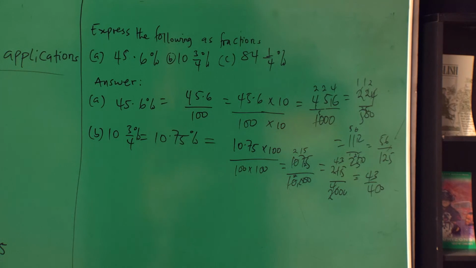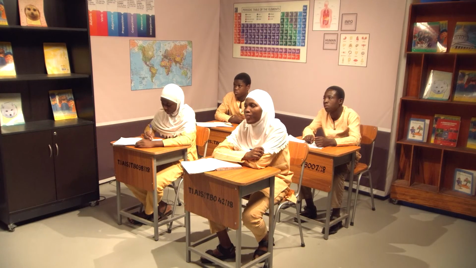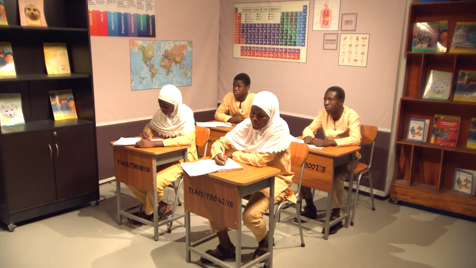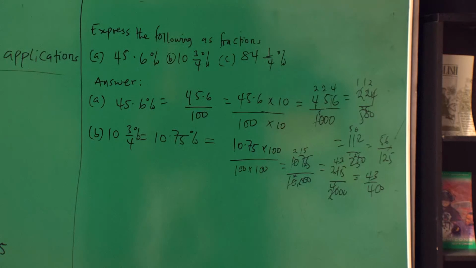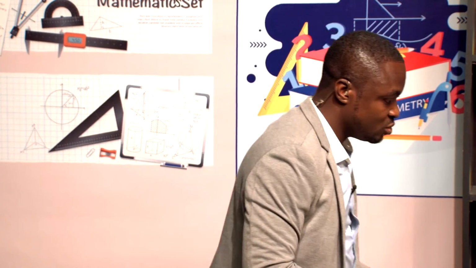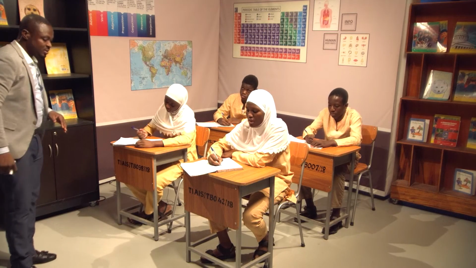To change a percentage involving decimal points to a fraction, this is exactly what you do. Any questions? All right, so viewers, this is what we have been able to do. So the third example, which is C, 84 and 1 over 4, you sit and watch it closely, pick your pen and paper and do it on your own. We will come back to you. So try to do it on your own and let's see what will happen.